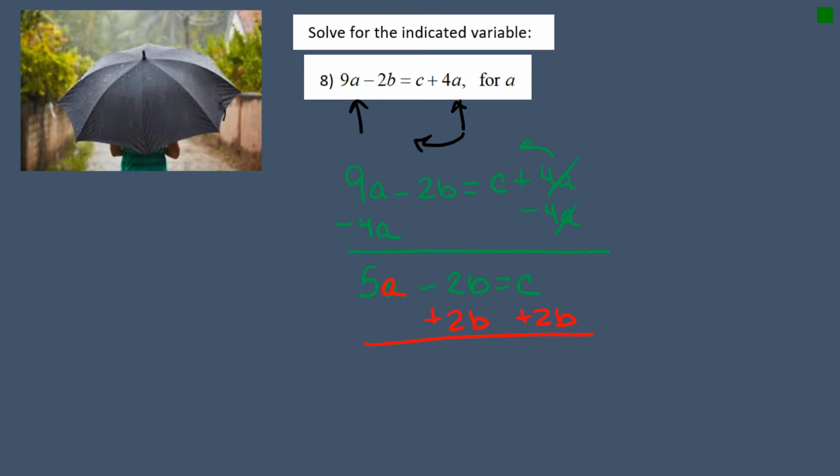All righty? So now I have 5A equals, read down, right across. What does it even say? It says C plus 2B. I can't put them together. They're not like terms. The A is being multiplied by 5, so I'm going to divide everything by 5. So my final answer is C plus 2B all over 5.